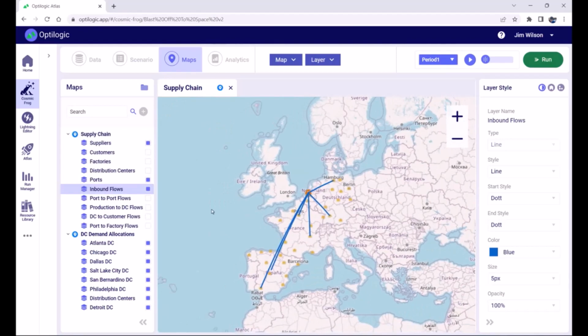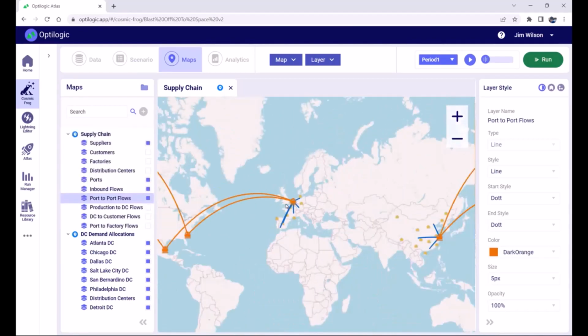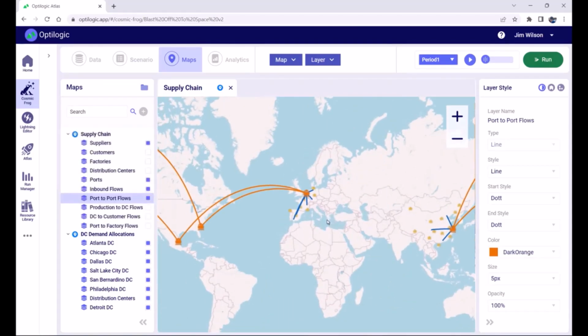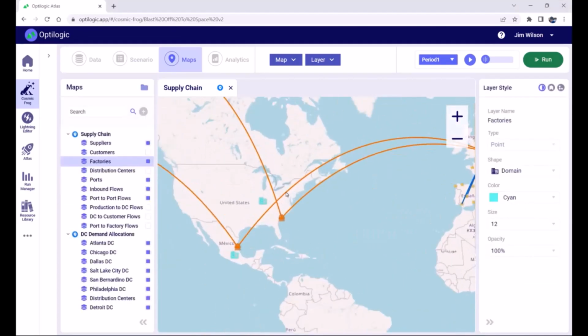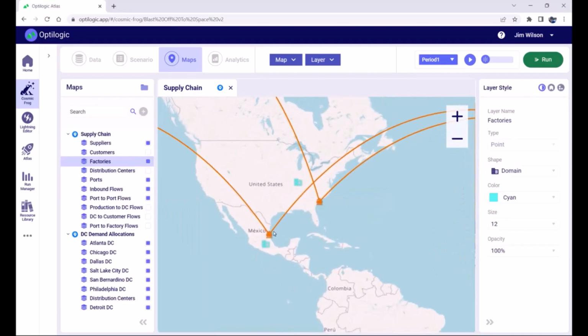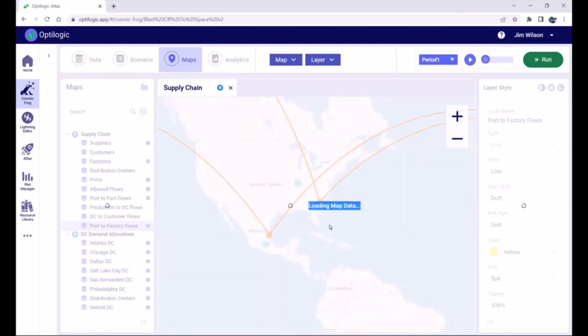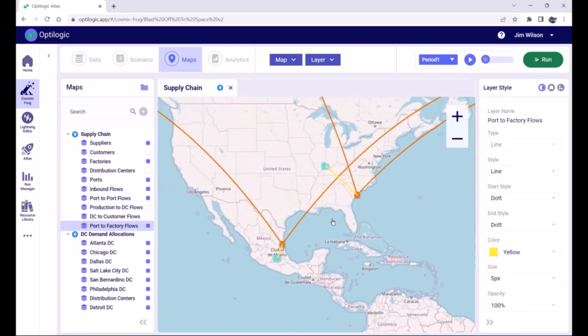So what we can then do is put the port-to-port flows on, and what that will do is show product flowing from those ports in Rotterdam and Shanghai into Charleston and into Altamira in Mexico. And then if we look at our factories, we can see that for Princeton and El Baggio, we're able to move goods from those ports into those two facilities.